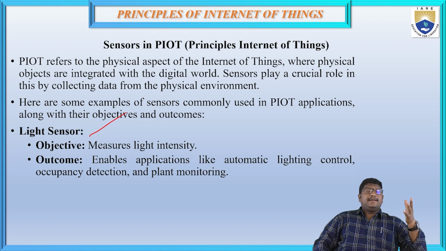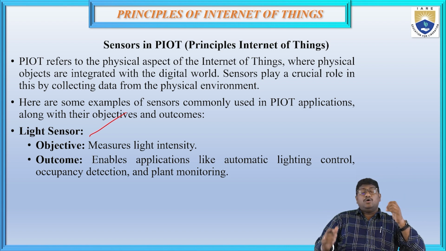As I told you, in the principles of IoT, which is about physical IoT devices, it refers to the aspects of the Internet of Things, the objects which are connected to the Internet. The physical objects are integrated with the digital world. How are the physical objects integrated into the digital world?